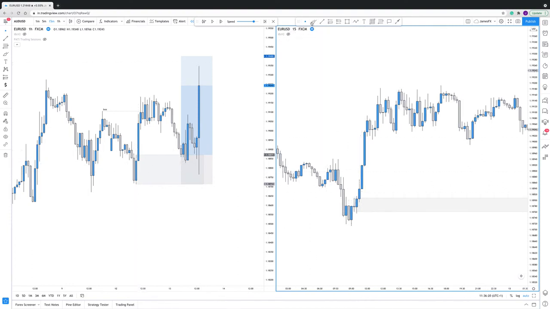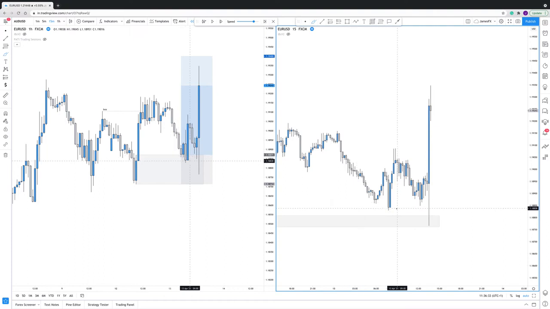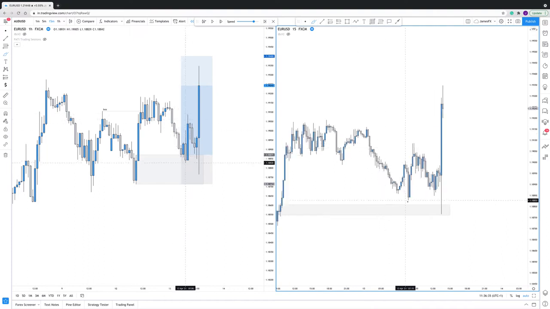So it's likely for price to come back to this area, potentially come lower to here, but it could come to here and then continue. So let's go and see what happens. So here you go. We also built some liquidity from these lows here.